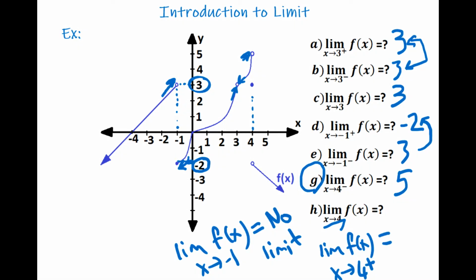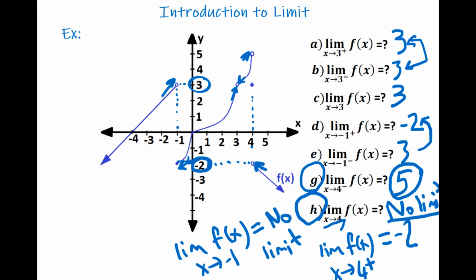If you approach 4 from the right side over the function, as you can see, I'm approaching 4 here, 4 from the right, and my value is approaching -2. So that is -2, guys. Because the right limit is -2 and the left limit is +5 when x goes to 4, and because they are not equal to each other, when x goes to 4, there is no limit, guys. No limit. And let's take a look at the next example.